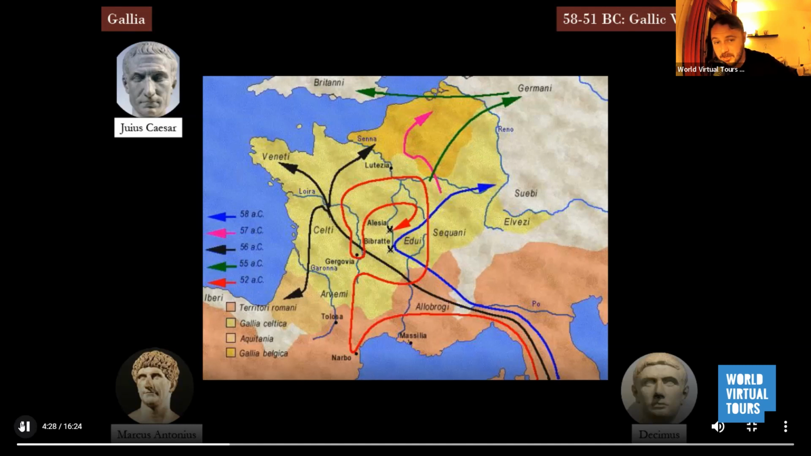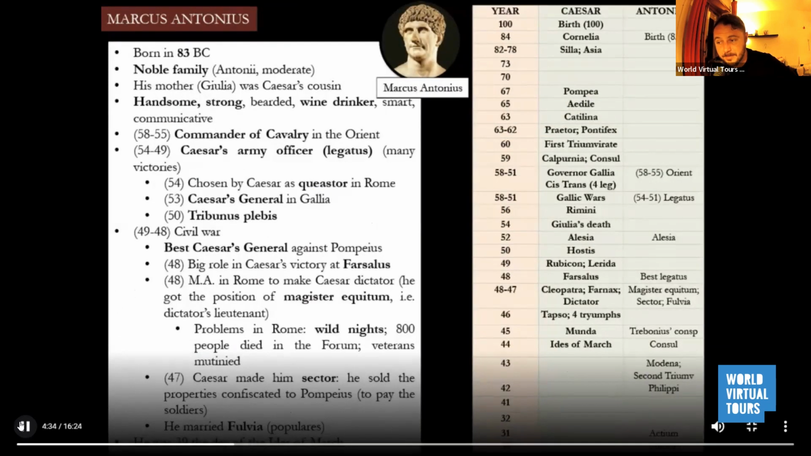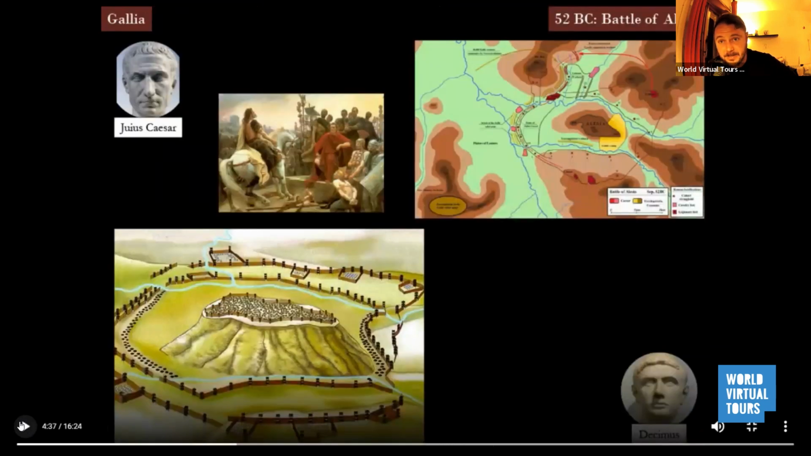Mark Antony and Decimus were two of the protagonists of this incredible conquest. There were two other military geniuses, and they strongly helped Caesar in the most important battles to conquer France, in particular the Battle of Alesia.